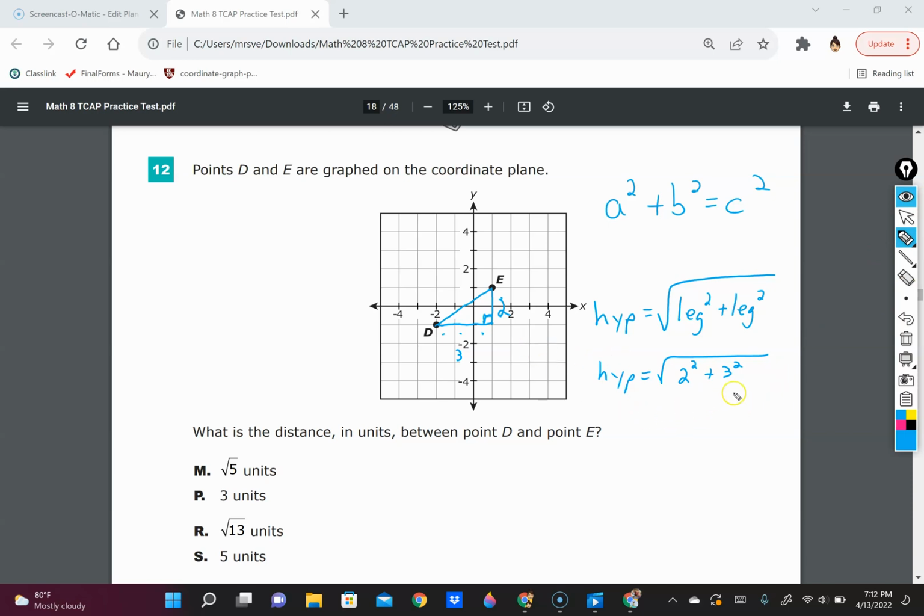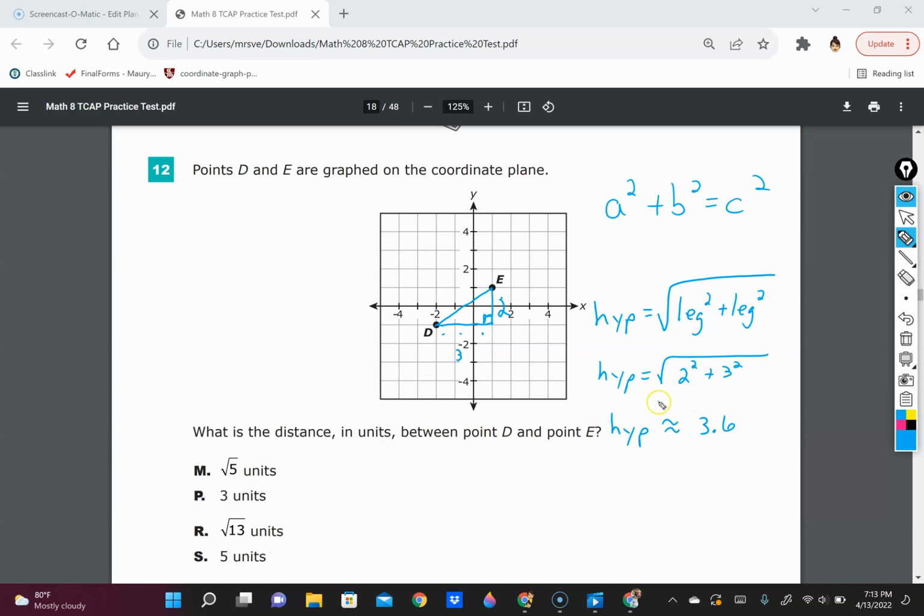This is also, if you look at your answer choices, we have some square root symbols. If we plug all this in our calculator, we get something like 3.6. We don't have that answer choice. We're looking for the exact distance. It doesn't say that we're approximating.